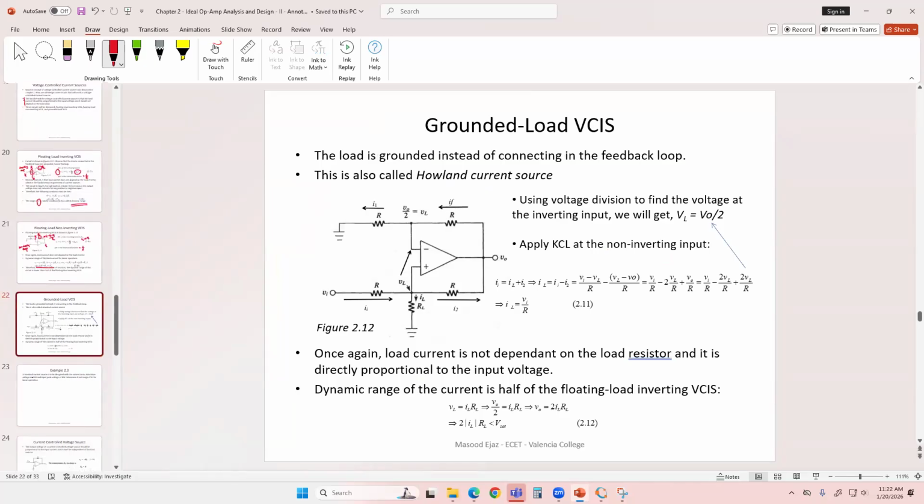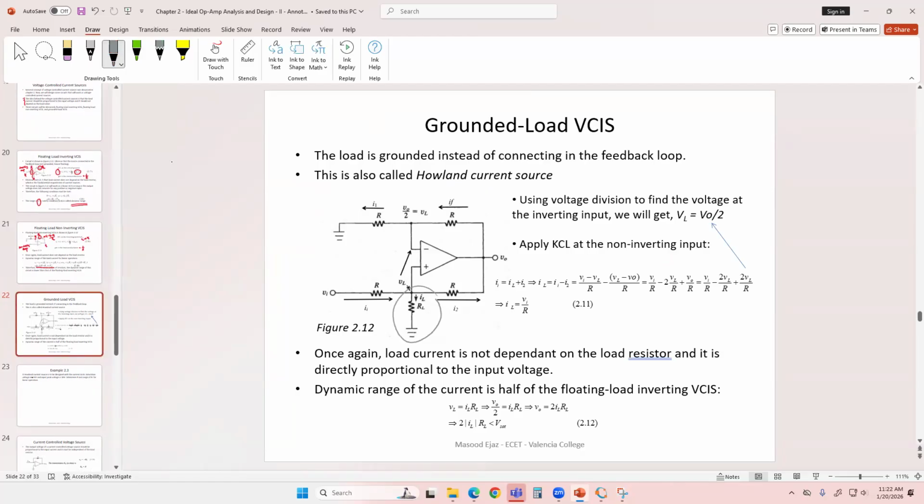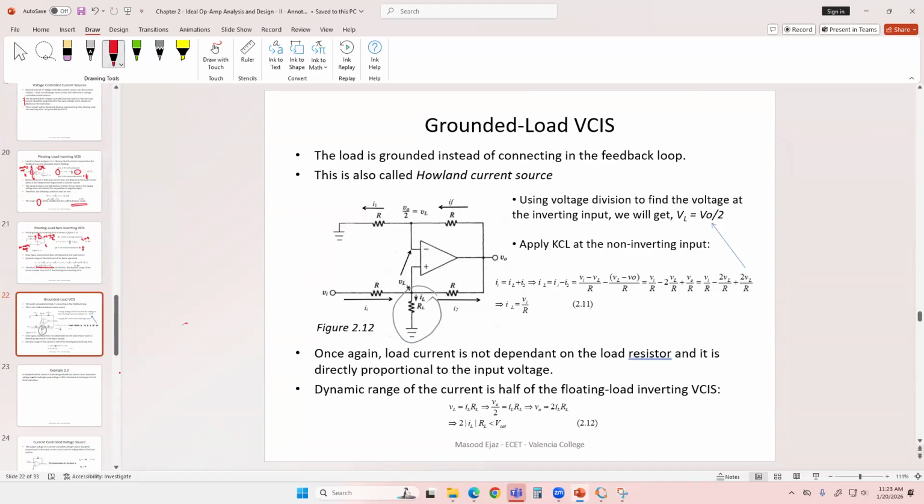Grounded load VCIS. The last two were floating loads, where the load was not connected to the ground. And this one is grounded load VCIS. As you can see, the load is now connected to the ground, and that's why it is called grounded load VCIS. Okay, so how do you do the derivation of this? We want to show that the load current depends on the input voltage only, and it does not depend on the load resistance.